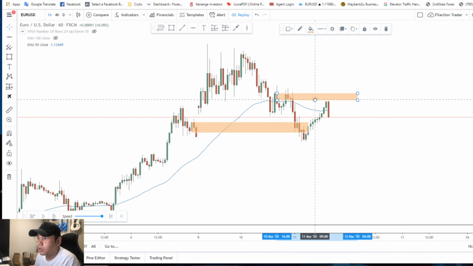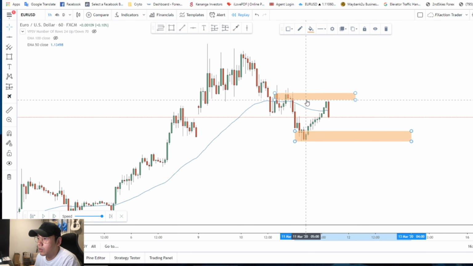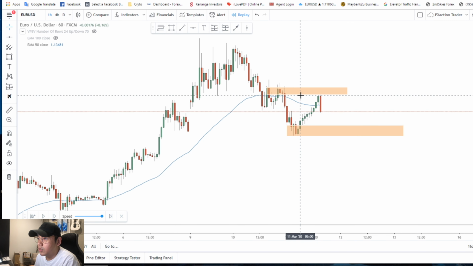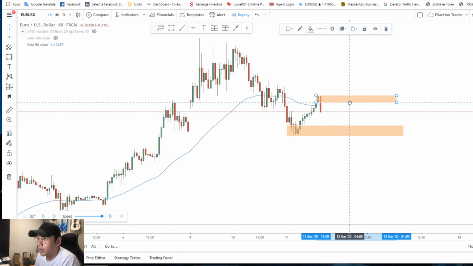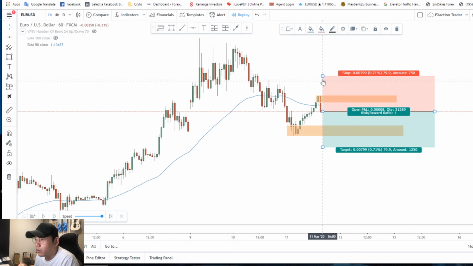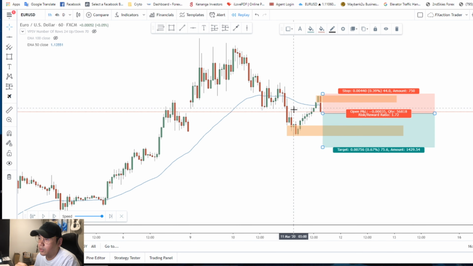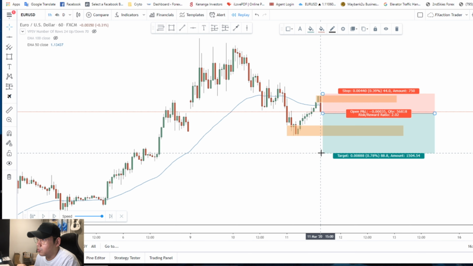Okay, this is the new lower low, and also this is the lower high. So let's say we go for a sell setup after this bearish engulfing candlestick, because the market has crossed the EMA and stays below the EMA, and we take the same 1 to 2 ratio.